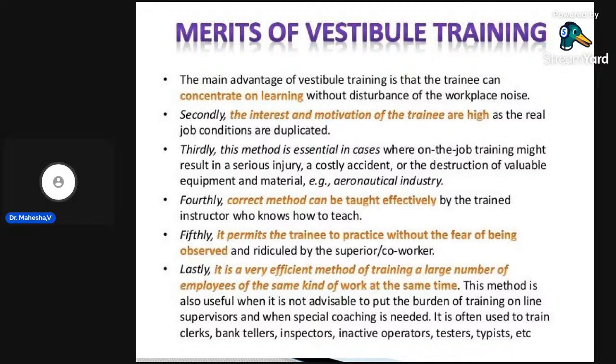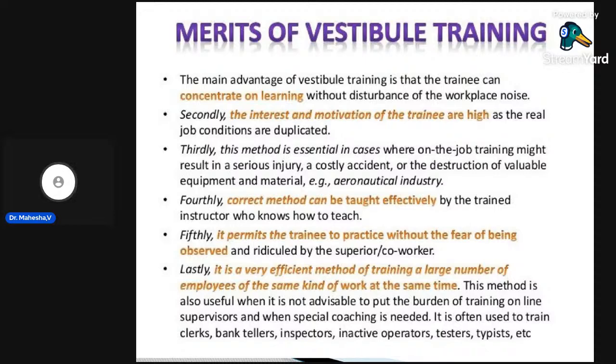It is taught effectively by the trainer or instructor who knows how to teach. The experienced trainer or instructor straight away tries to help them come out of the hindrances or difficulties those employees might be having. Straight away they touch on those concepts. Fifth one is that it permits the trainee to practice without the fear of being observed and ridiculed by the supervisor or co-worker. They will not have any kind of phobia. There is no scope for the employees' phobia, or for someone observing how they are performing. Isn't it?